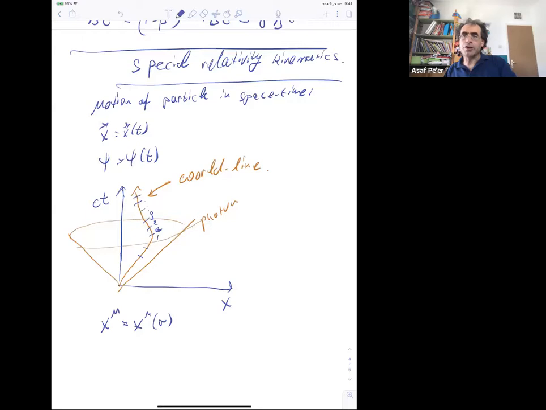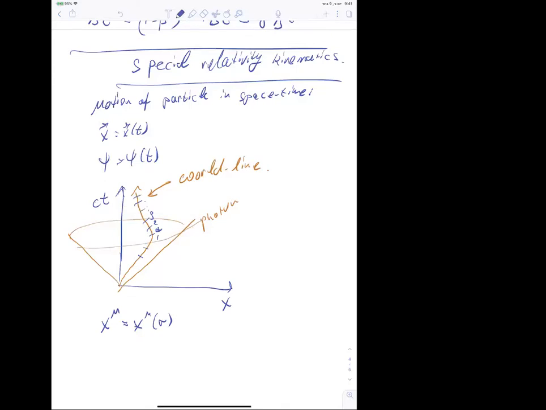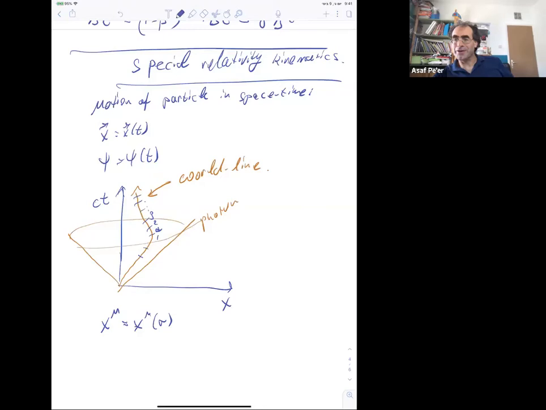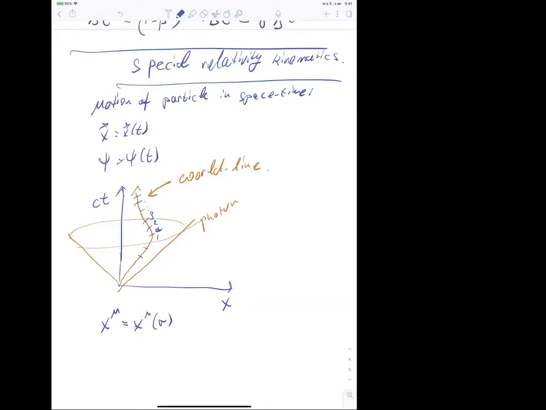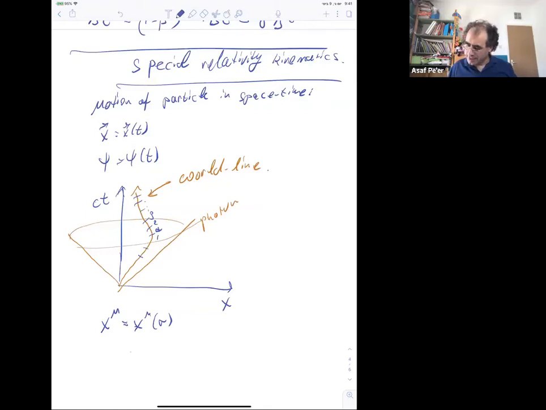But what would be the most natural parameter to choose? The interval? Yeah, and closer to that, very close to that. Proper time? The proper time, of course. So normally what I write down is x mu of tau.